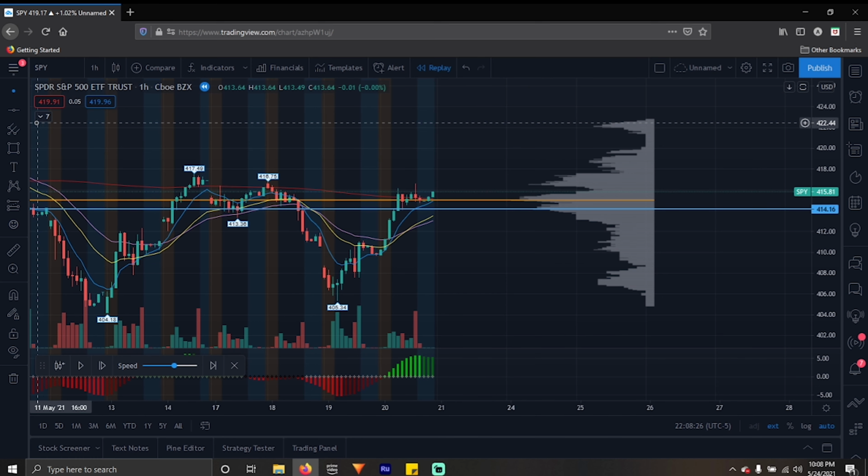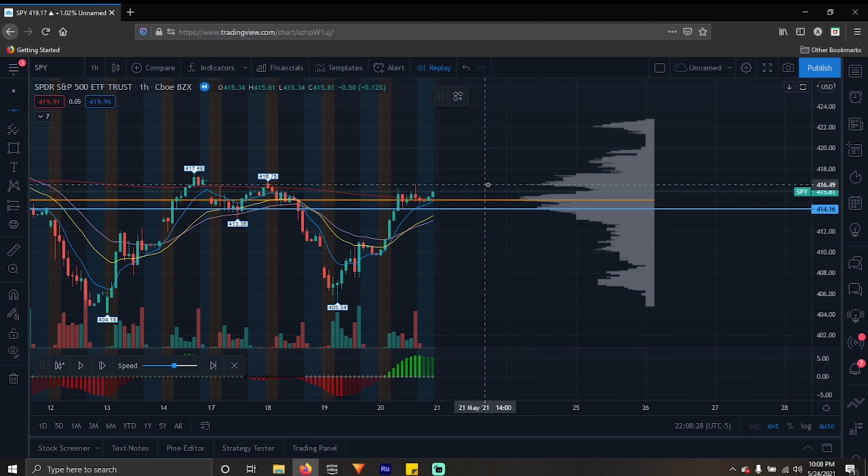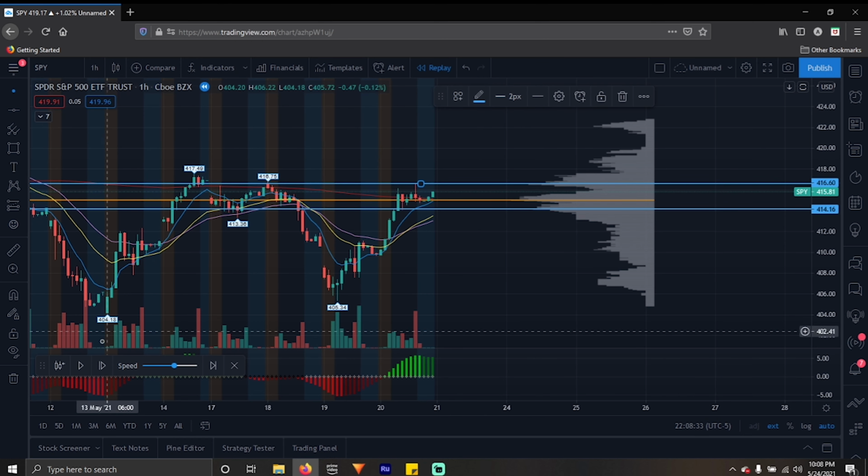Now let's look at a different one. This is the second trading day we're looking at. I'm going to put one just right here and see how close we get to the actual resistance on that line. Let's hit play.